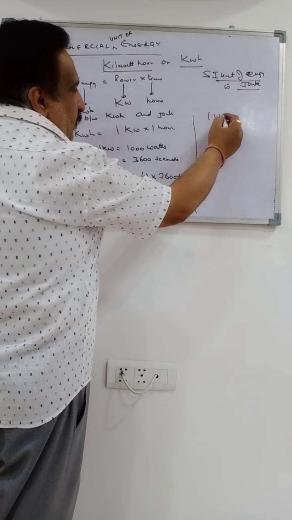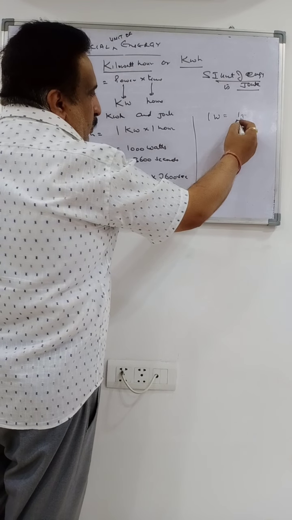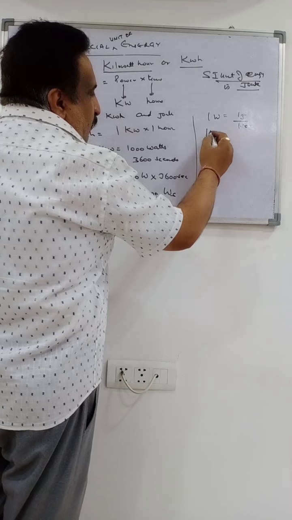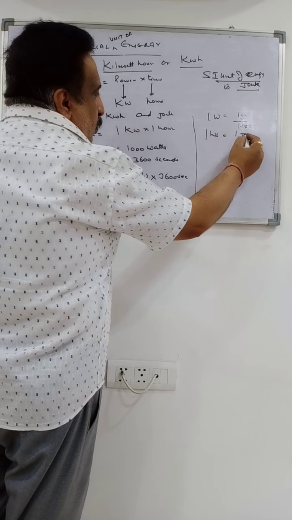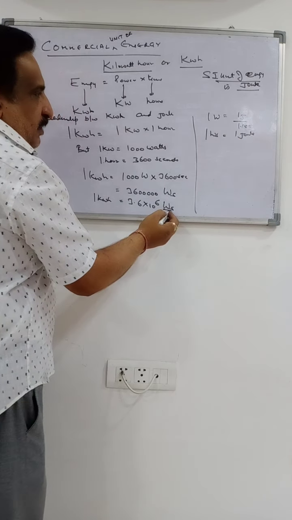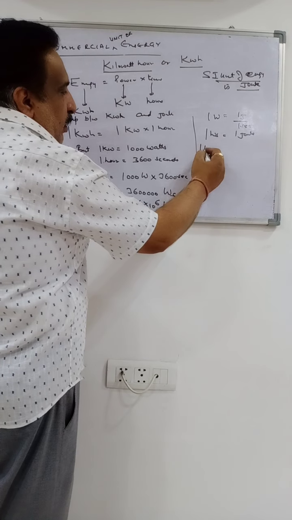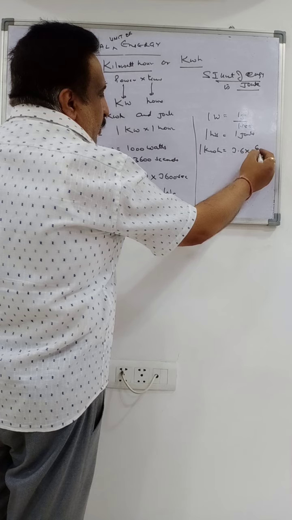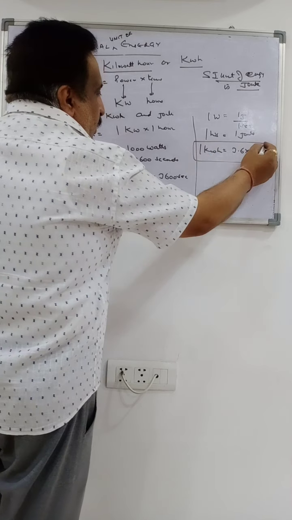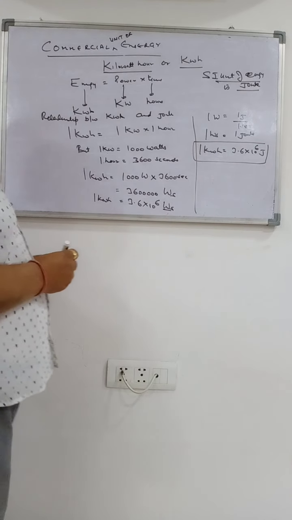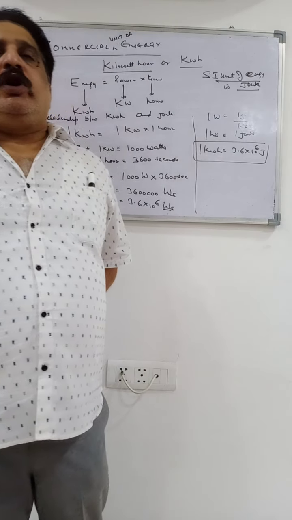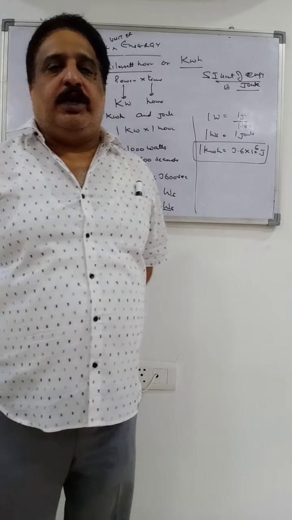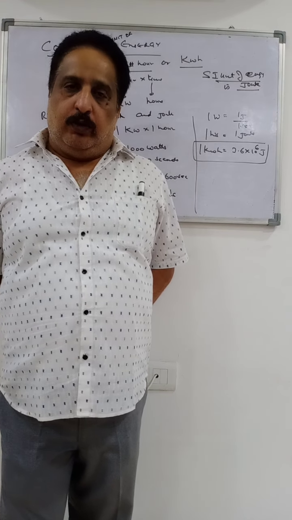Now 1 watt is equal to 1 joule upon 1 second. So 1 watt second will be equal to 1 joule. So यहाँ में पुट कर दीजिए watt second की जगह joule. तो क्या आएगा? 1 kilowatt hour will be equal to 3.6 into 10 raised to power 6 joules. This is a relationship between the commercial unit of energy and its SI unit.